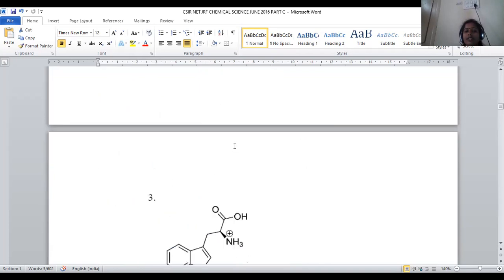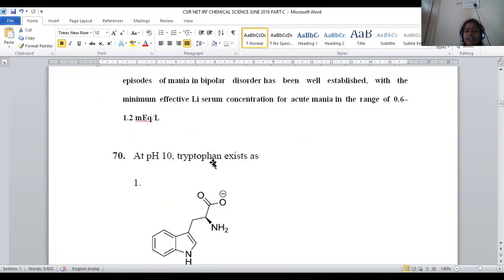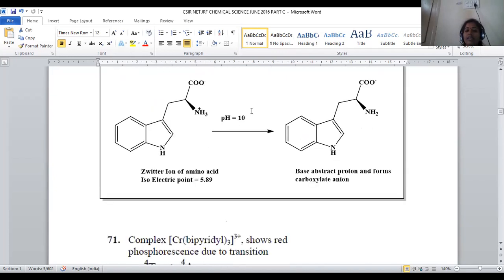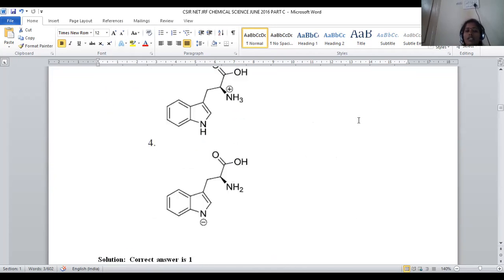But within the problem they mentioned at pH 10, tryptophan. So we are raising pH and we are providing basic medium. What will basic medium do? Basic medium will abstract one of the H plus. When H plus is abstracted by basic medium, NH3 positive is transformed into NH2, and carboxylate remains as such. So this is the existing form at pH 10. That means under alkaline medium, tryptophan will be carboxylate anion.